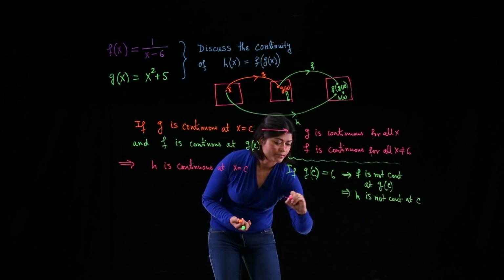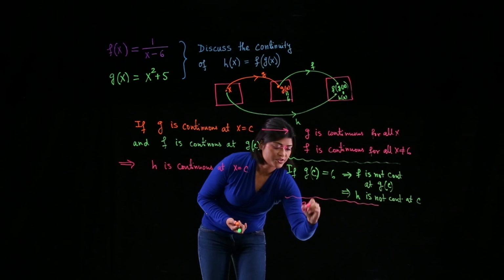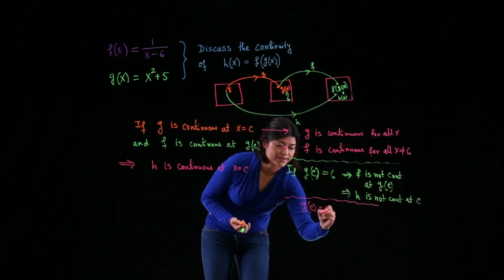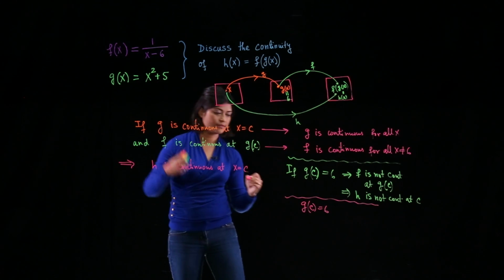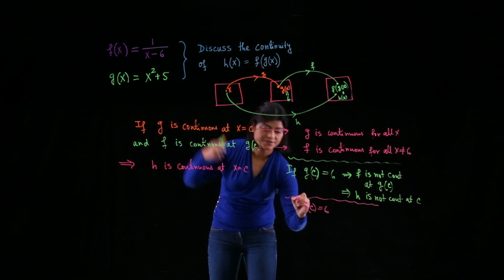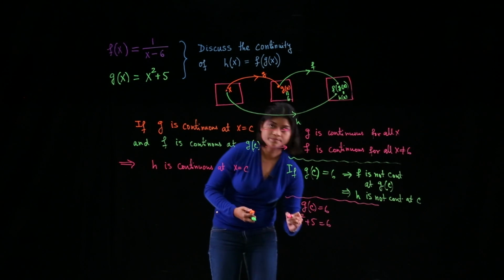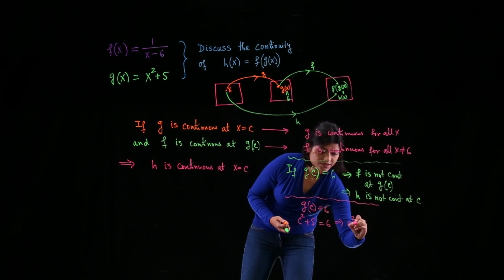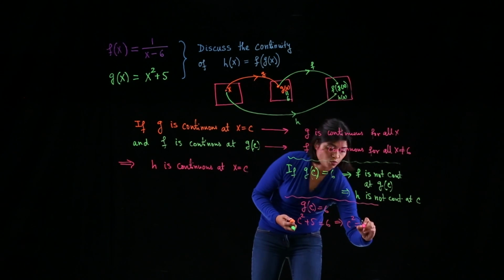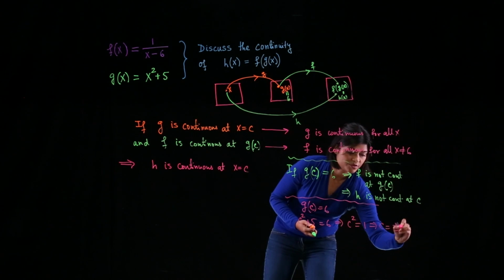So let's do that. We want to solve for c when g of c is equal to 6. Well, g of x is given right here. Plug in c. You get c squared plus 5 is equal to 6, which means c squared is equal to 6 minus 5, which is 1, which means c is equal to plus or minus 1.